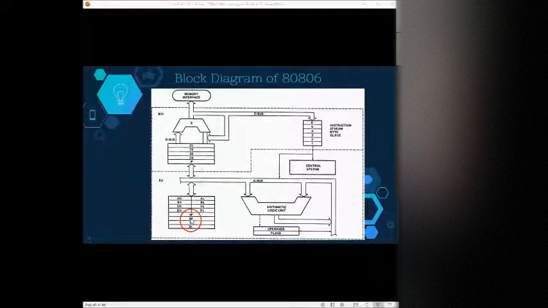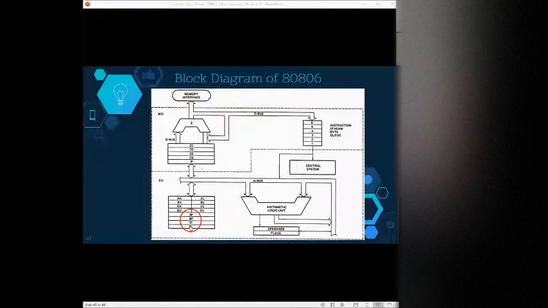Then we have the BP. What's the BP? Base pointer. It stores the base address of the memory. It also acts as an offset for the SS, the stack segment. Then we have the SI, or the source index register. It is used in pointer addressing of data as a source in some string related operations. It's an offset relative to the data segment, DS: SI to DS.